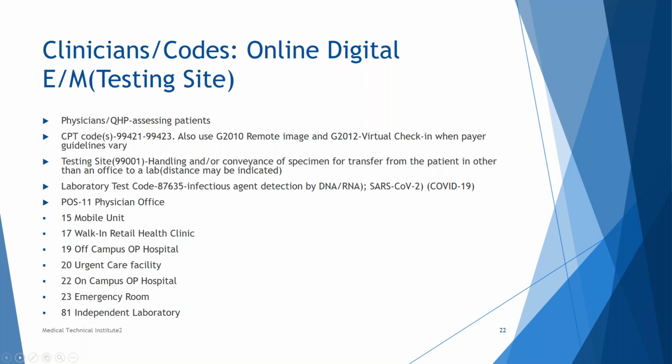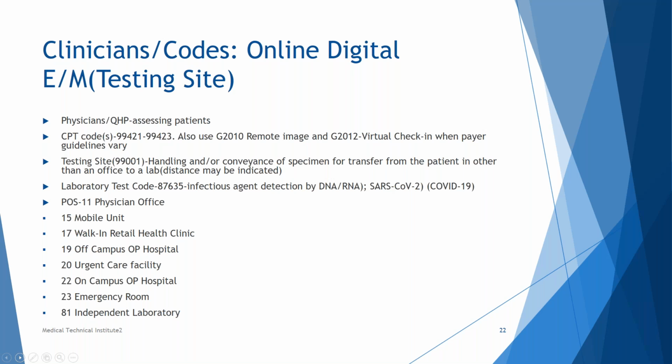Distance may be indicated. So in other words, at these testing sites, they are handling this particular specimen. Of course, when it is sent to the laboratory, you're going to use the code 87635 for the test of this here. And then the place of service codes, depending on where you are.